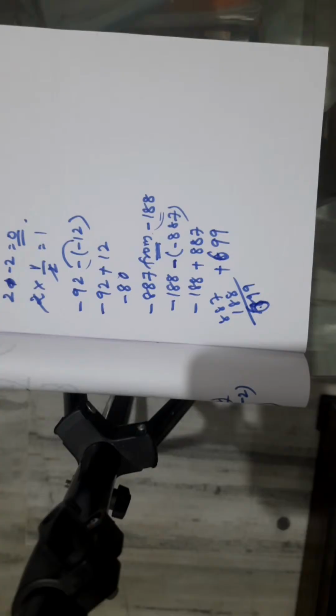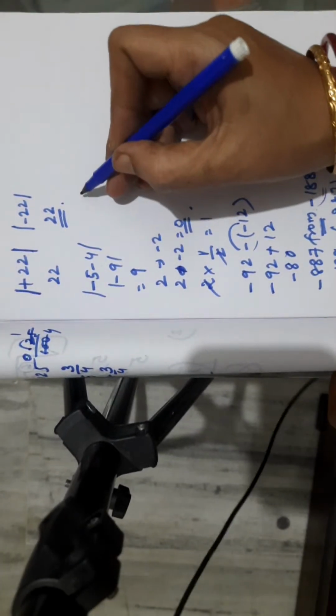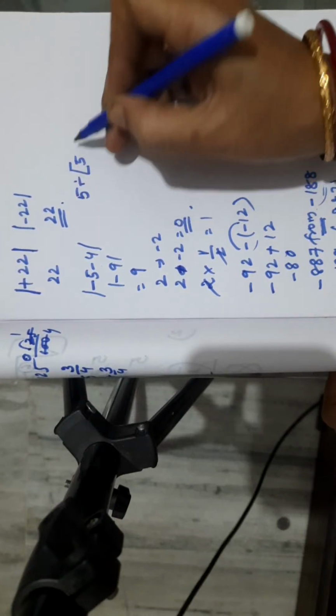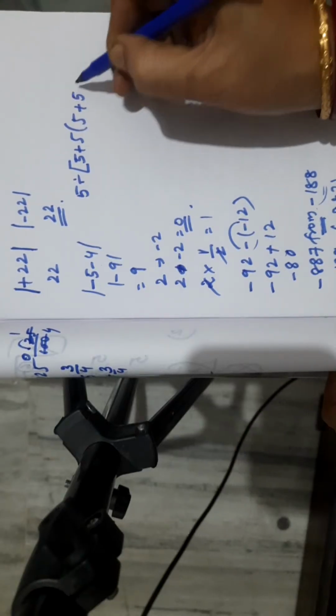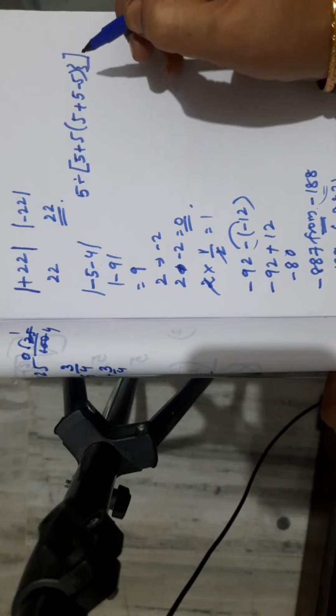Okay, next question. Find the value of, even this kind of question can also be asked. 5 divided by 5 plus 5, 5 plus 5 minus 5, small bracket, bigger bracket.